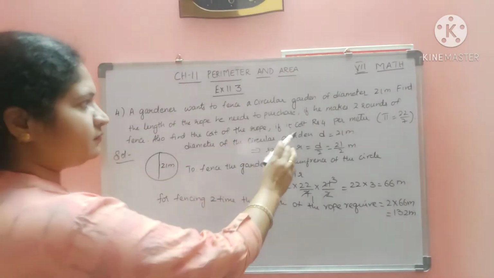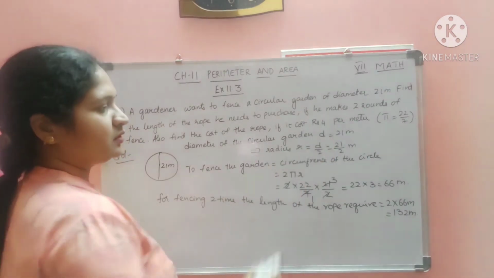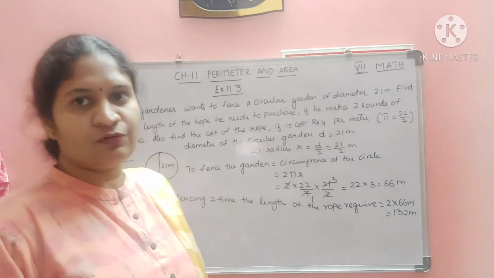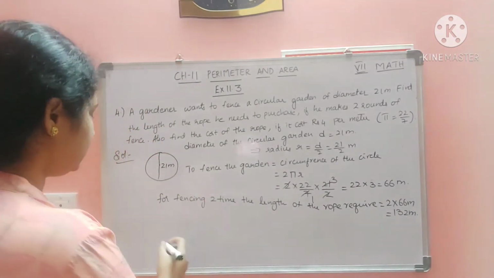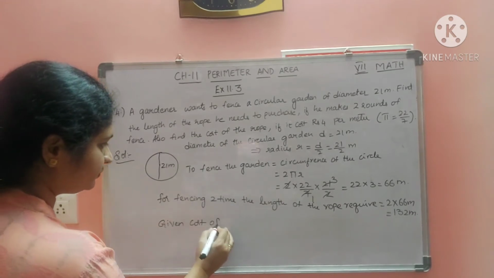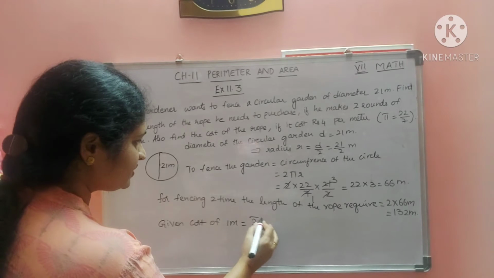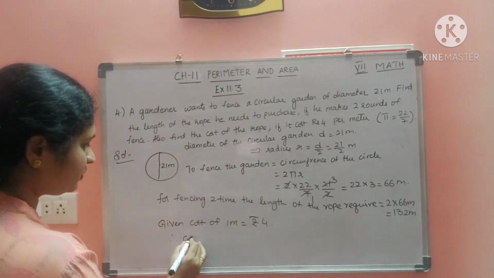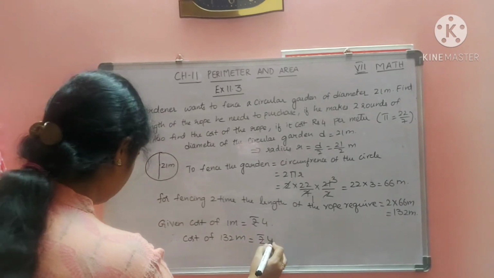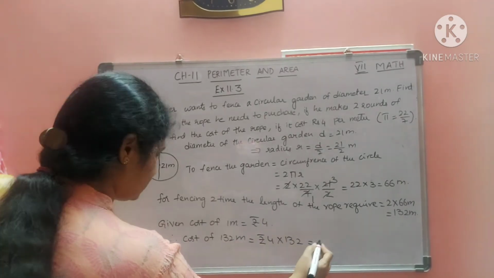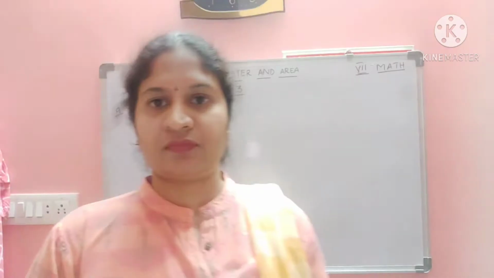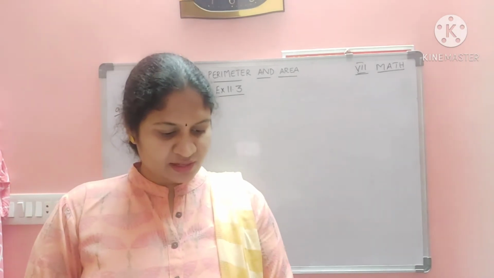Now the cost of 1 meter they have given 4. So the cost of 132 meters we have to find out. 132 into 4 will give the answer there. Given cost of 1 meter is equal to rupees 4. Therefore, cost of 132 meters is equal to rupees 4 into 132, which is equal to rupees 528. Is this clear, children? Let us see 9th question, children.